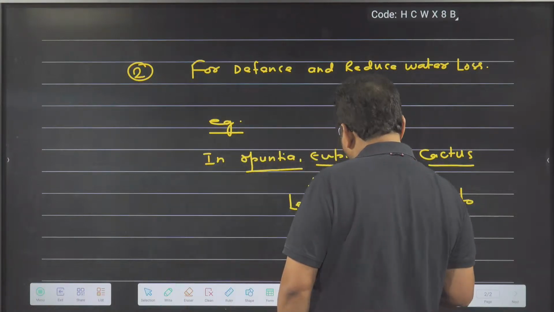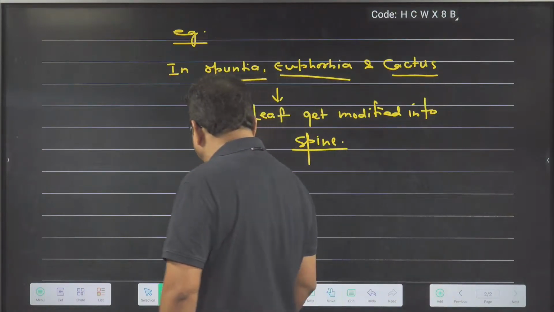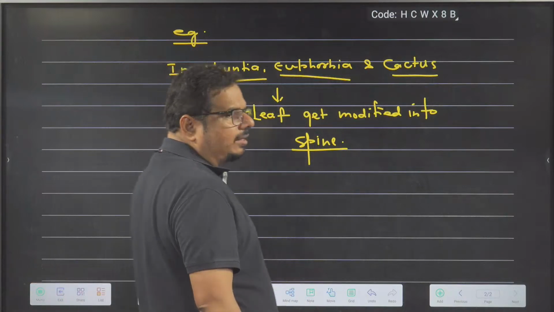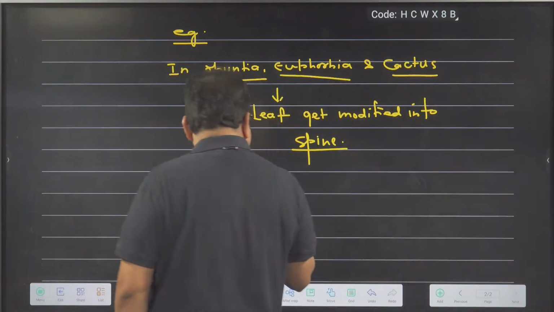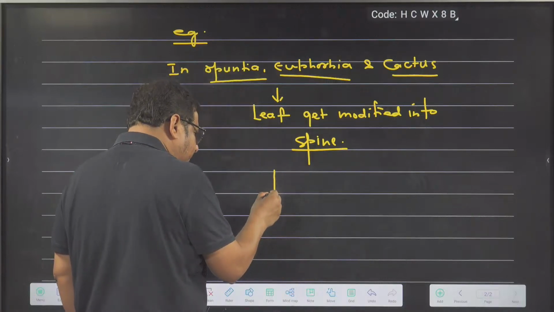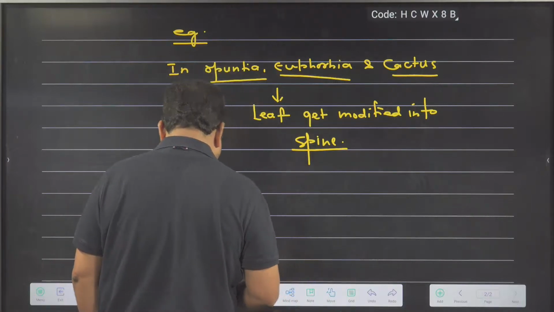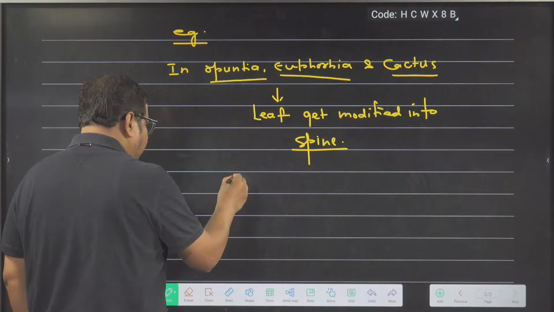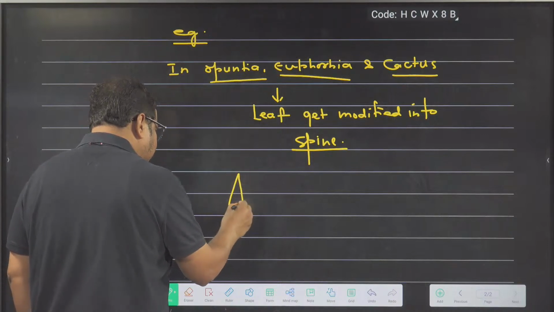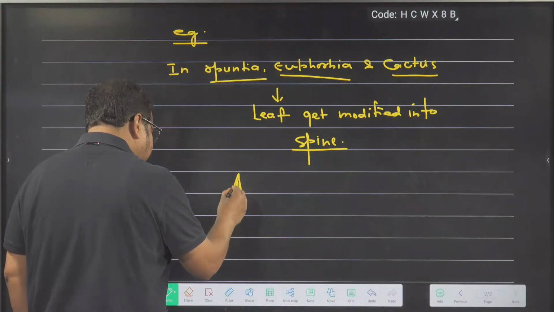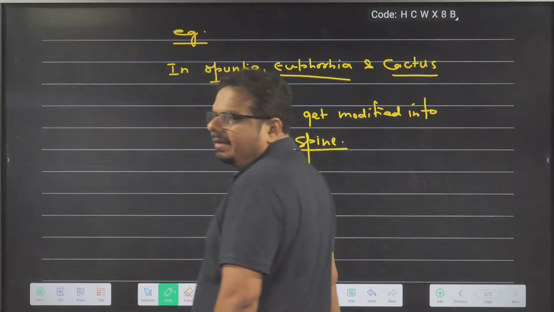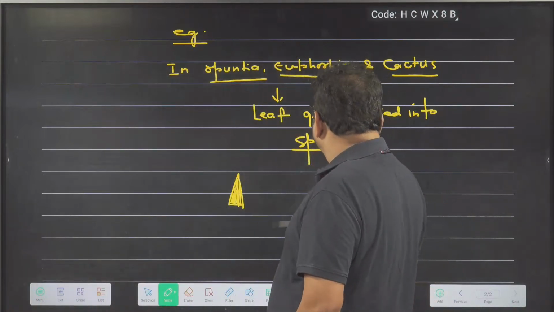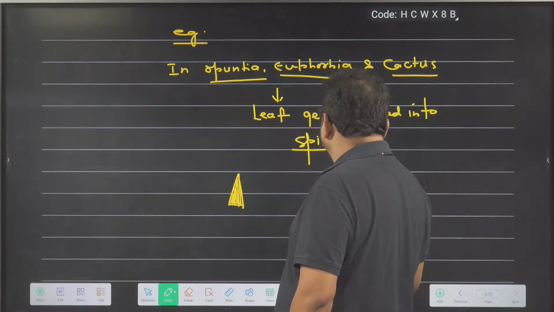You are aware of the spine present in cactus, present in Opuntia, present in Euphorbia. These spines are highly pointed structures. Getting the things or not? It is a pointed structure. If I make it like this and you touch it, it will pierce your skin. Getting the things or not? So we find that the leaf gets modified into spine.